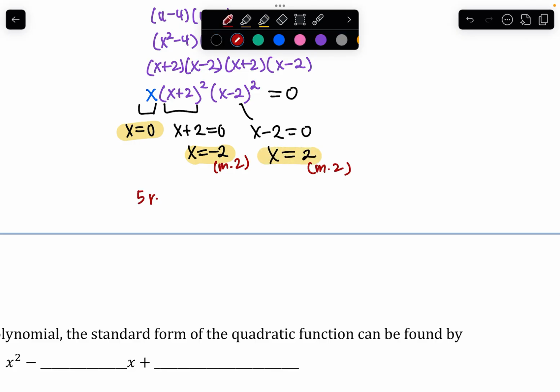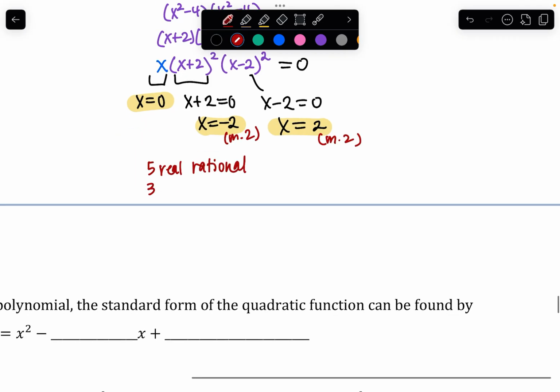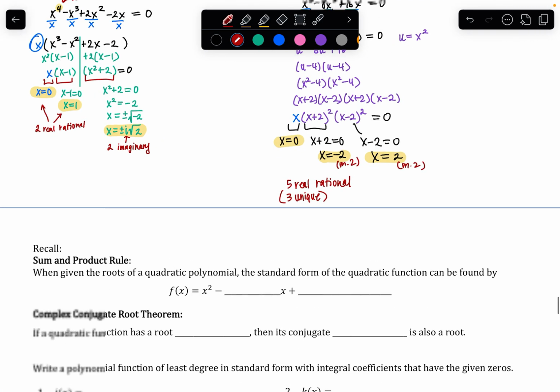So you can say 5 real, rational, but technically only 3 unique. Unique means they're not repeated. So 3 unique, real, rational. I'll just put that in parentheses.